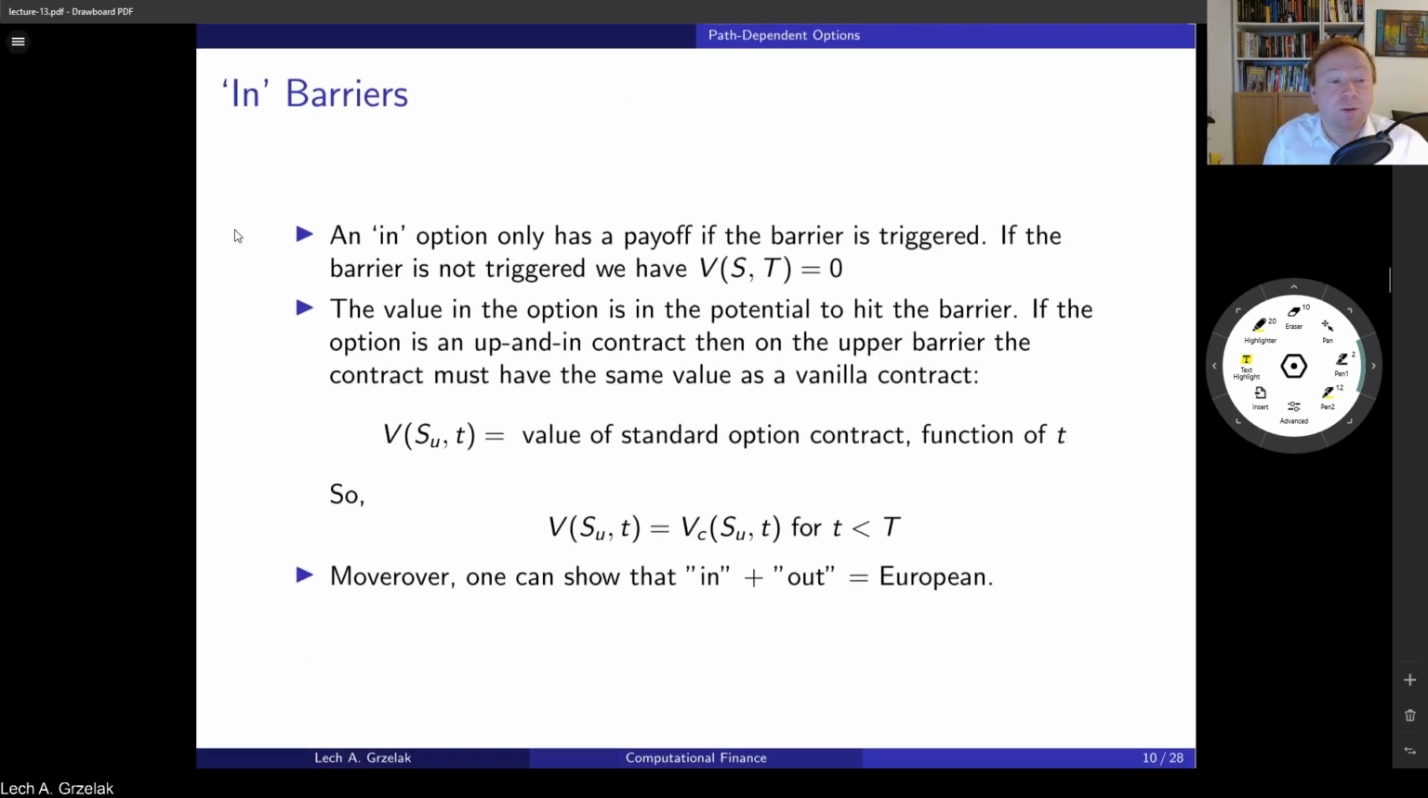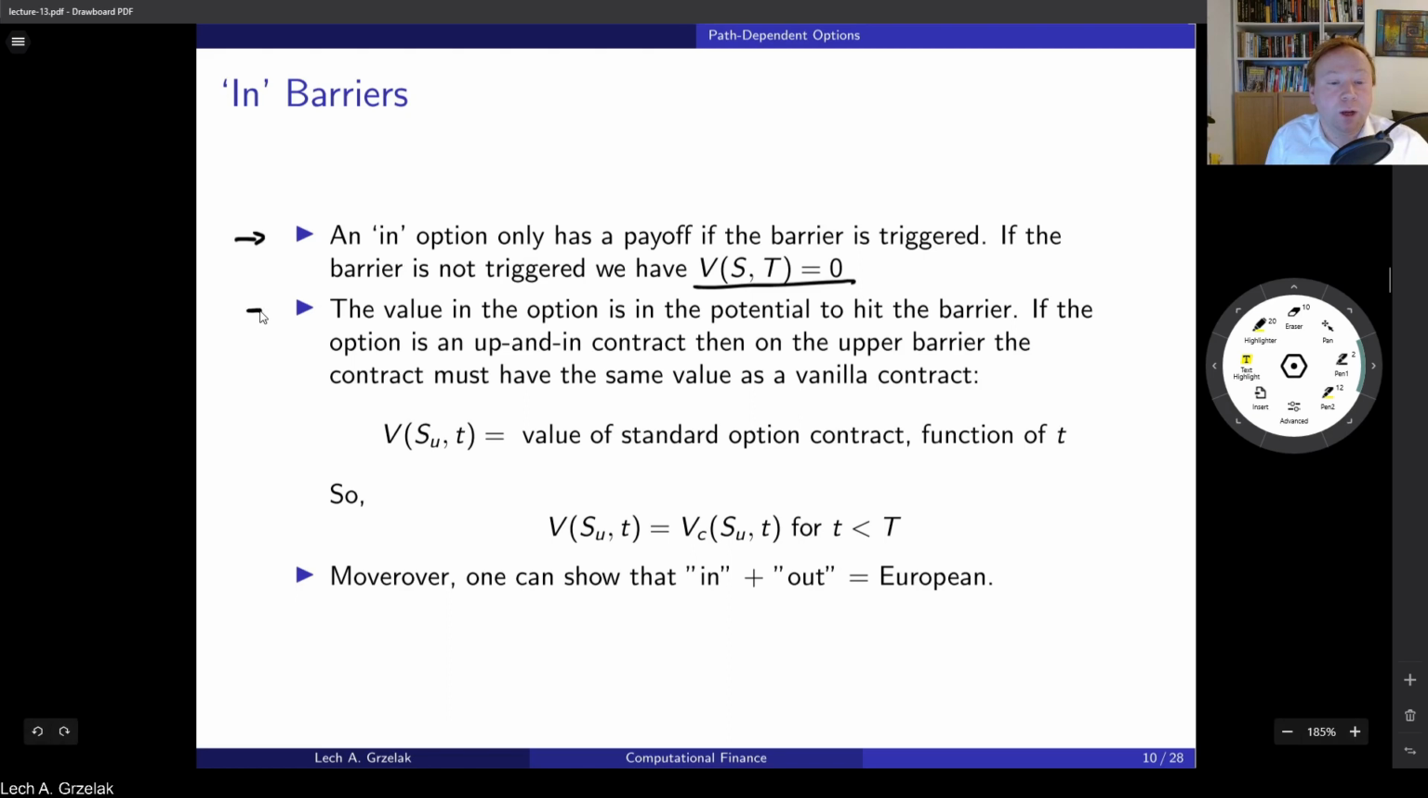And a few variants for in barriers. An in option only has a payoff if the barrier is triggered. So this is what we have seen. We have this limit, the barrier, and we only get a payout if the value is reached. And if it's not triggered, so if the stock value ended below that level, then the value at the maturity is equal to zero. So that's the terminal value of our PDE.